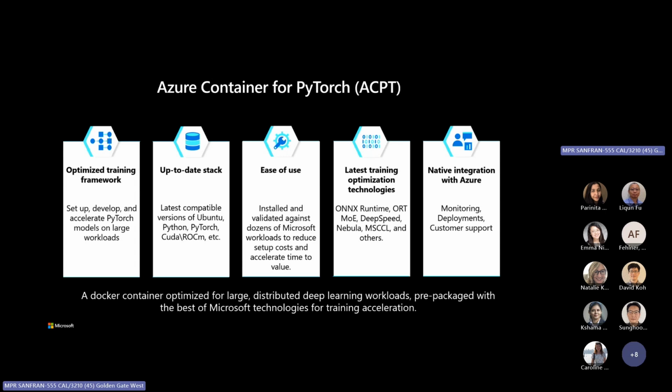So we have the latest compatible versions of Ubuntu, Python, PyTorch, CUDA, etc. And it already contains all the latest technologies, including ONNX Runtime, mixture of experts, DeepSpeed, Nebula, MSCCL, and others. And it is very much integrable with the Azure platform. So you can use it on AzureML to train your models, fine-tune your models, and more. It's basically a Docker container for your large distributed workloads.